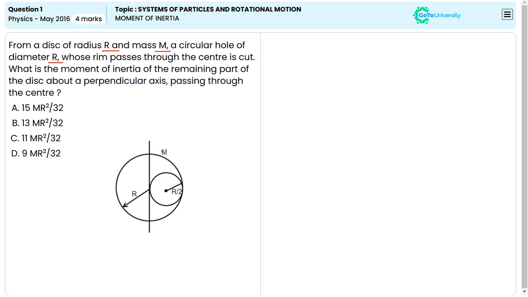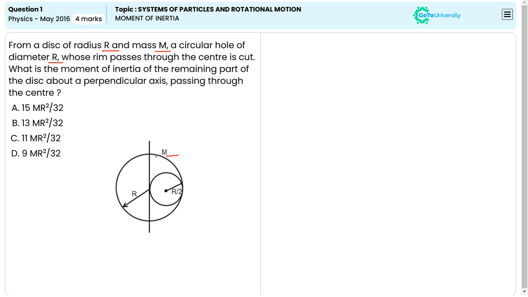And the mass of this one is M, and the hole's rim is passing through the center of the disk. If this is R, then the radius of the cut is R by 2. What is the moment of inertia of the remaining part of the disk about the perpendicular axis through the center? What is the moment of inertia of this remaining portion that we need to find here, passing through the center?